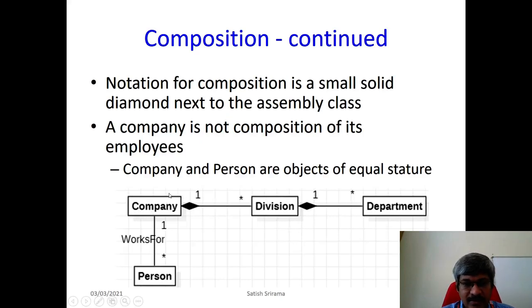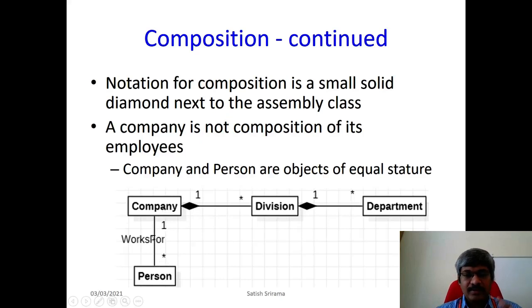There are also persons who work for the company, and see this one, this is not a composition anymore, this is only an association. A person works for the company. Why is it so? Company and person are objects of equal stature. Even removing a company will not remove a person, so he can work for a different company. That's the basic idea of the association.